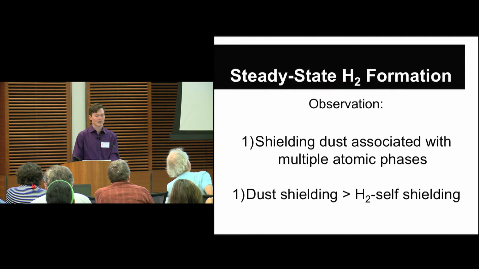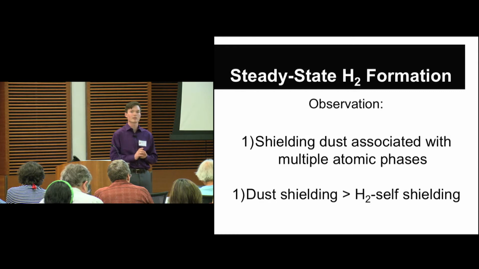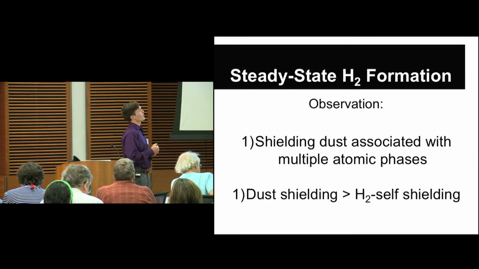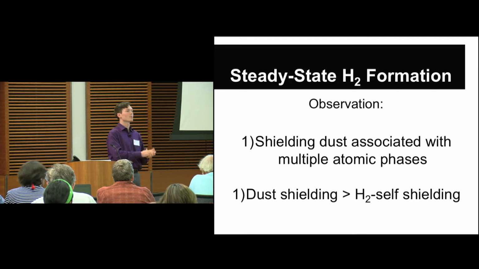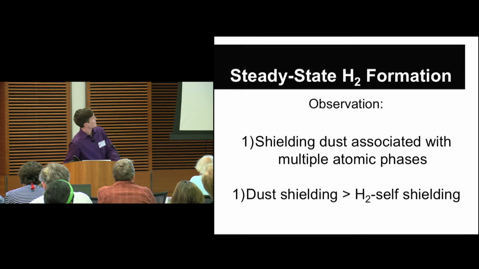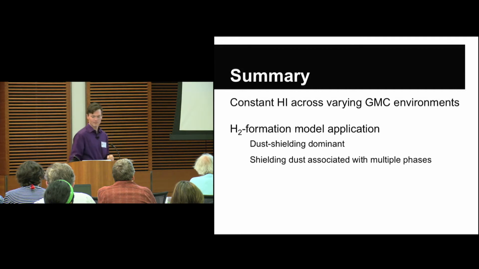So after applying the steady state molecular hydrogen formation model, we have found that the shielding dust is associated with multiple atomic phases, because the model is predicting a more diffuse atomic envelope. We're unsure if this is CNM plus WNM or some unstable neutral medium. But that'll be left for future observations. And we've also found that dust shielding is more dominant in these molecular cores than H2 self-shielding.